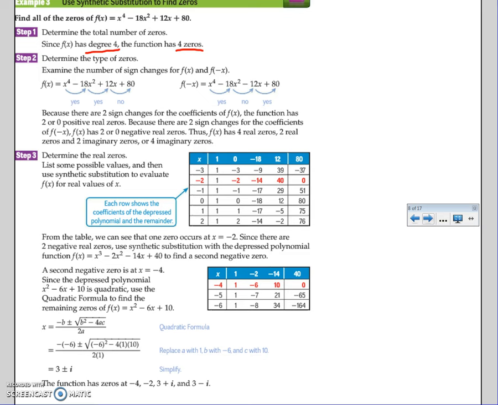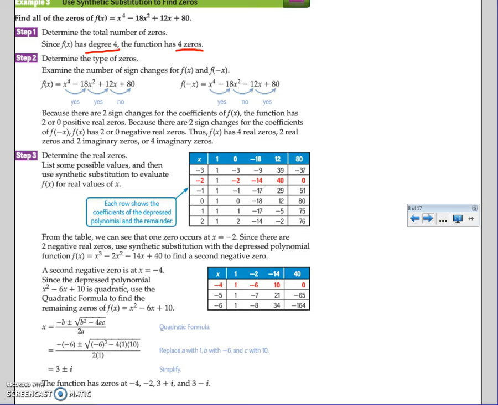They wrote that, and they just tried some numbers: negative 3, negative 2, negative 1, 0, 1, 2. They plugged them in using synthetic substitution or division to see which one had a remainder of 0. Now this is really just guess and check. There's no good way to try. I don't like doing this blindly, but at least some method is better than no method at all.